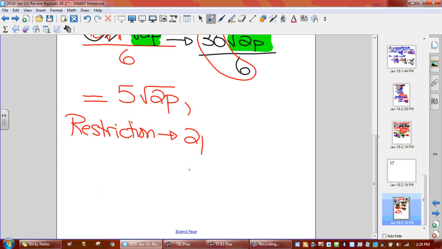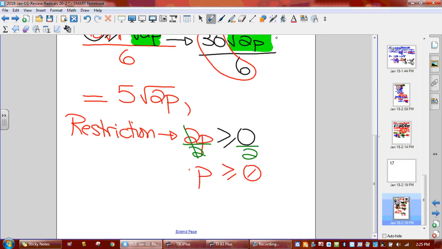So my final answer right here, I am now going to include my restriction. You'll include it with a comma. So now I'm going to say p must be greater than or equal to 0 in order for that to be true. So that's how we deal with variables and rationalizing. Our last step is to deal with solving radical equations.